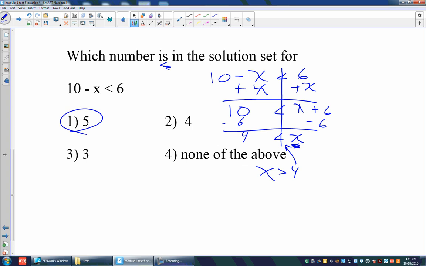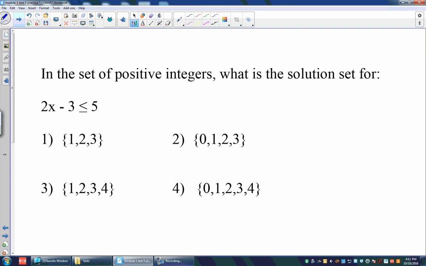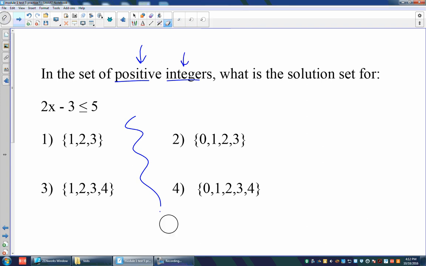Let me see. Does it check? 10 minus 5. Is it less than 6? Is 5 less than 6? Yes, it checks. In the set of positive integers, positive, okay, all the answers are positive down here. Are they integers? Some of them are, and some of them are not. Remember that integers cannot include decimals.